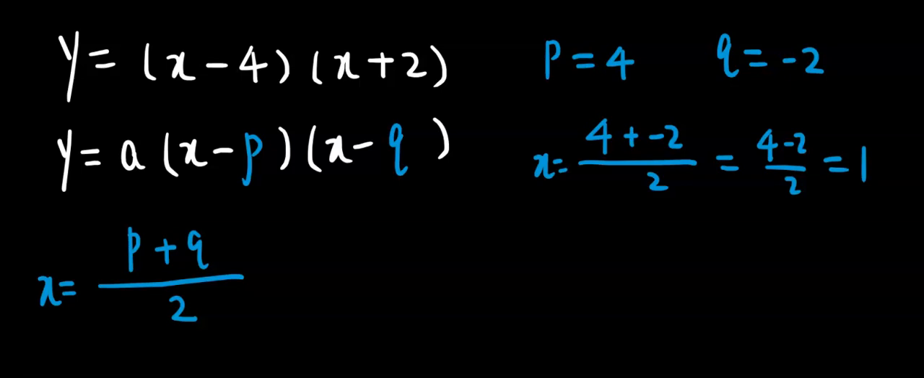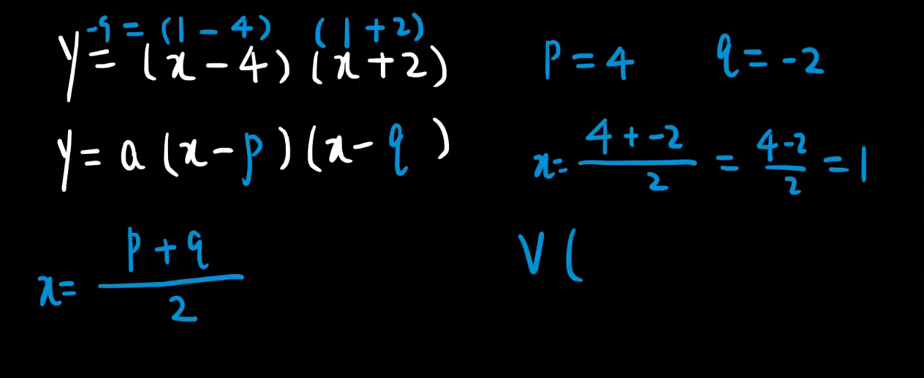What we need to do is substitute, and we're going to find the y. The y is 1 minus 4, which is -3, times 1 plus 2, which is +3. -3 times +3 is -9, which means we have a vertex at (1, -9). And just like last time, we don't have to find the easy point, because we already have two intercepts.